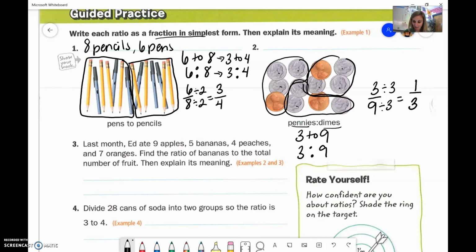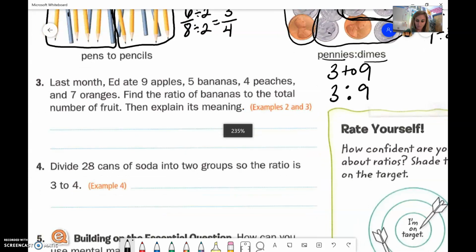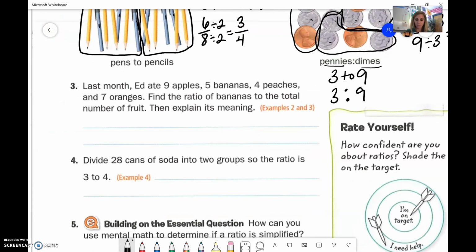Okay, let's take a look at this next example right down here. Oop. Sometimes the zoom in goes a little crazy. Okay, it says last month Ed ate 9 apples, 5 bananas, 4 peaches, and 7 oranges.